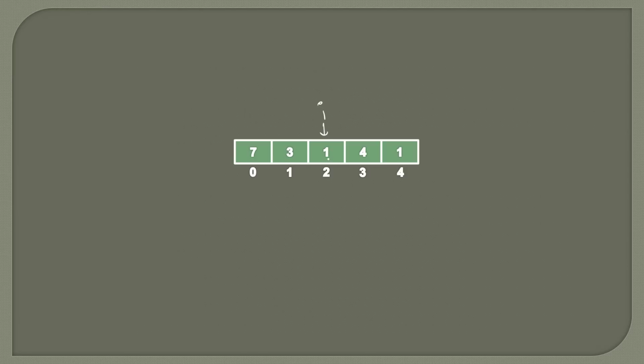Now i comes to the second index. So j starts from the third index. 1 is compared with 4. So they are not equal. So j moves to the fourth index. Now here 1 is equal to 1. So therefore we come to know that there are duplicates in this array and 1 is appearing at least twice. So therefore we return true directly from the method.